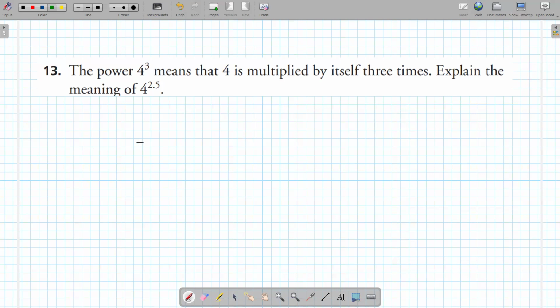Like being multiplied half a time. So it's not like 4 times 4 times and then half of 4. That is not going to cut it. Think about it in terms of radicals. 2.5, what is that as a fraction?